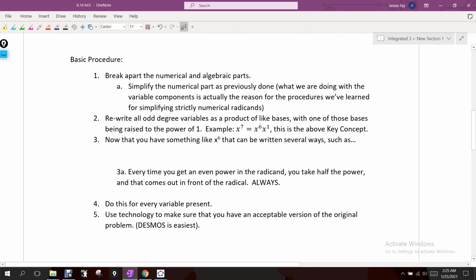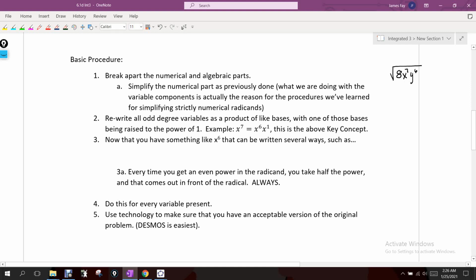First thing we're going to do, or at least I'm going to teach you to do, is to break apart the numerical and algebraic parts. So let's come over here to the side and do one of these. Let's say that we have radical 8, x to the 7th, y to the 6th, something like that.